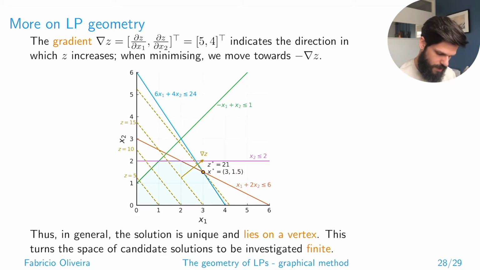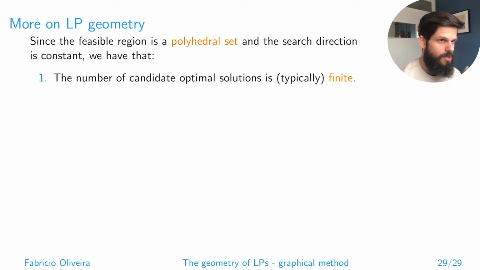So just to summarize, here are all the geometrical facts we just covered that are going to play an important role in the design of the method we're going to employ to find optimal solutions for all linear problems. So our feasible region is a polyhedral set. Next week we'll start giving more formal definitions of what these things mean.